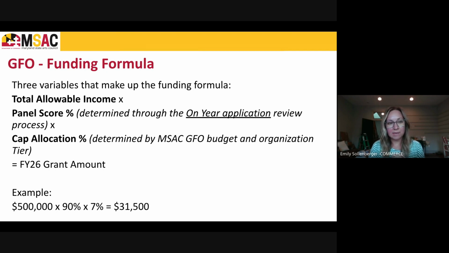So you can see an example here at the bottom of this particular slide. If you have $500,000 in allowable income, say you get a 90% panel score, and perhaps the cap allocation percentage is 7% that year for your particular tier, your grant award would be $31,500.